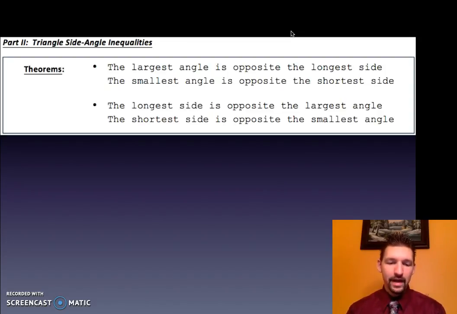The second theorem for today is the triangle side angle inequalities. And this one is something that you might not have thought about, but it makes a lot of sense once you understand it. So it says that the largest angle is across from the longest side. And the smallest angle is across from the smallest side, is basically what these two statements are saying. So if you have a really big angle, it's across from a really big side. If you have a really small angle, it's across from a really small side. So let's see what that looks like in an example.